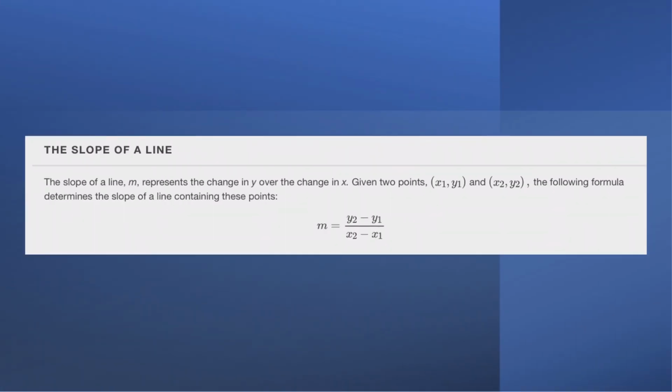So the slope of a line m represents the change in y over the change in x. So given 2 points, x1, y1 and x2, y2, the following formula determines the slope of a line containing these 2 points. Slope is going to be the change in y over change in x, which is y sub 2 minus y sub 1 over x sub 2 minus x sub 1. That's also rise over run.